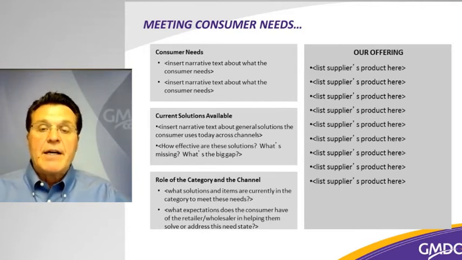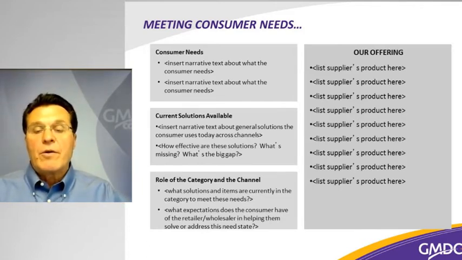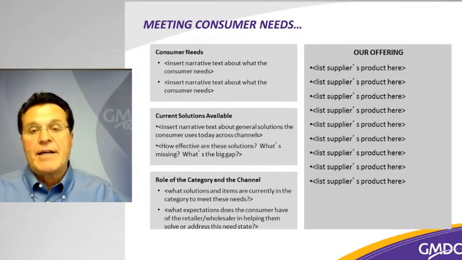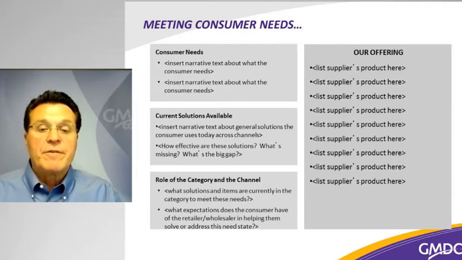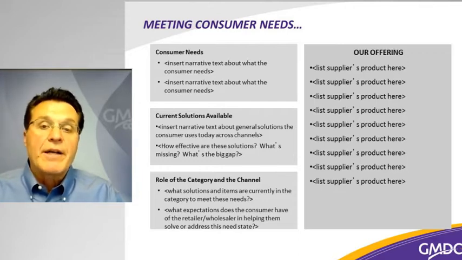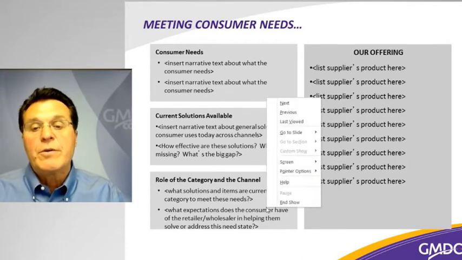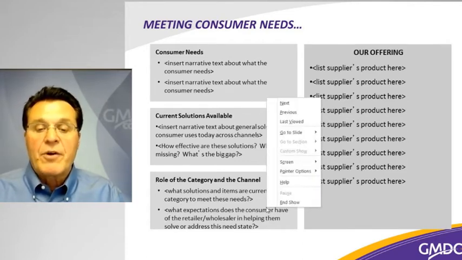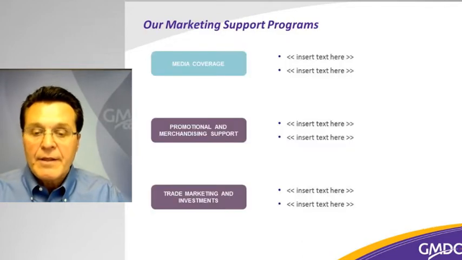And then finally, the role of the category or the channel, and how your products will play into that category or that role. So in short, three segments, just to be able to set up why you are bringing your product to market, and how it's going to fulfill that retailer or that channel or consumer need. And then you can list your products that will fill that and provide just a short, brief overview of those products.